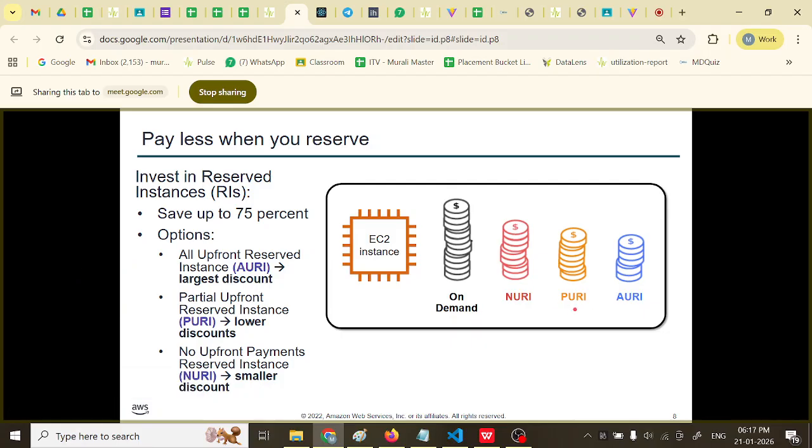So the AURA will be having more discount, like 70% discount. PURA will have 50% discount. NURA will have 20% discount. I'm just saying approximately, but this is like lower discount, larger discount, and smaller discount.